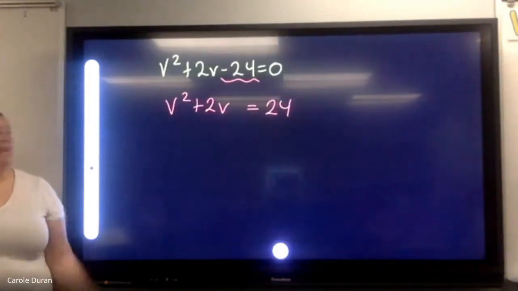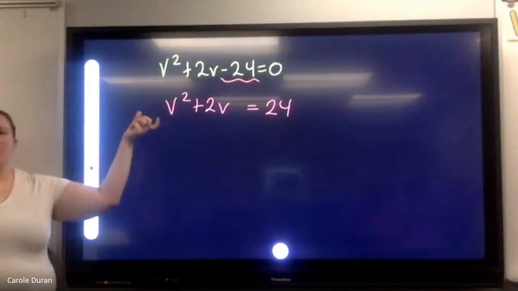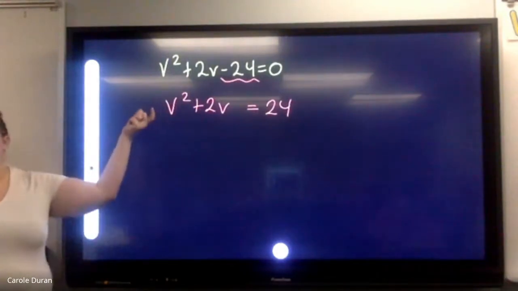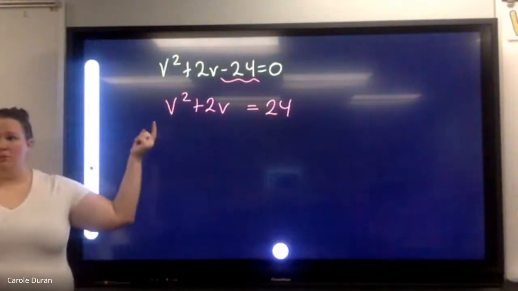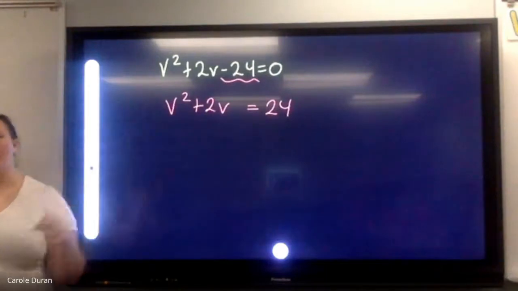Once I've done that, I need to make sure there's nothing in front of my squared term. I have a v squared with no number in front of it, so I don't have to divide anything out. If there was a number like a 2 here, I would have to divide every single term by 2. So I can't complete the square until there's nothing in front of my squared term. Make sure you remember that.